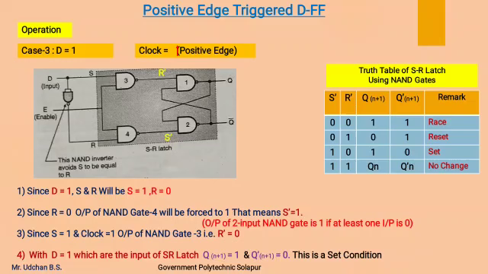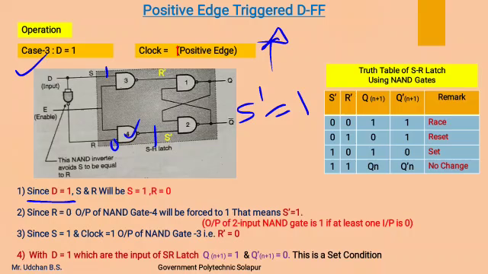Now we will consider the next case in which D input is 1, and the clock is considered as a positive edge of the clock. Since D is 1, the S input will become 1 and R input will become 0. Now gate 4 is having at least one input 0, so its output will be 1, by which S dash will become 1. Now gate 3 is having two inputs, S which is 1 and clock input which is also 1, by which its output will be 0. Therefore R dash will also be 0.